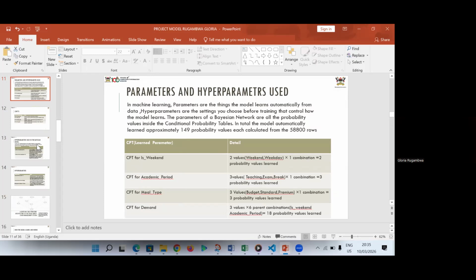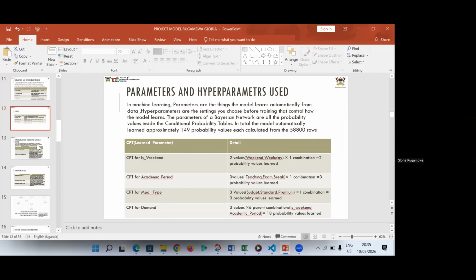So what exactly are the parameters in this case? For the parameters, they are the probability values inside the conditional probability tables. In this case, as you can see, we have is weekend. Then the probability was obtained through two values, the weekend and the weekday, times one combination, which equals 2. So this table shows us our learned parameters, yeah?